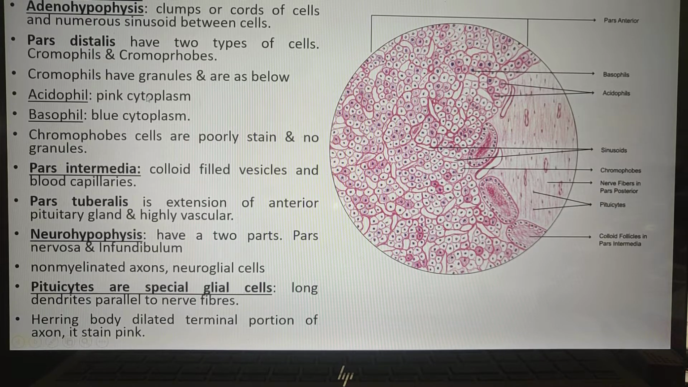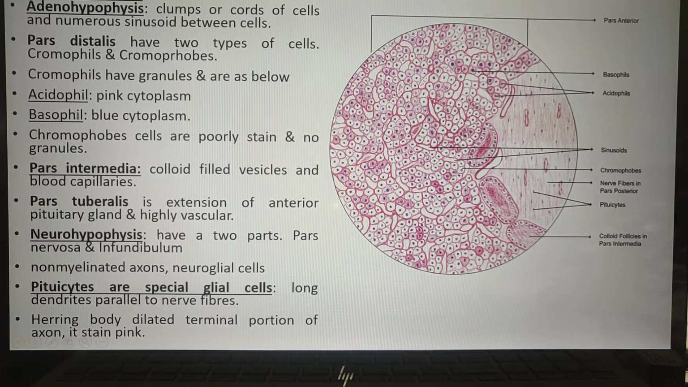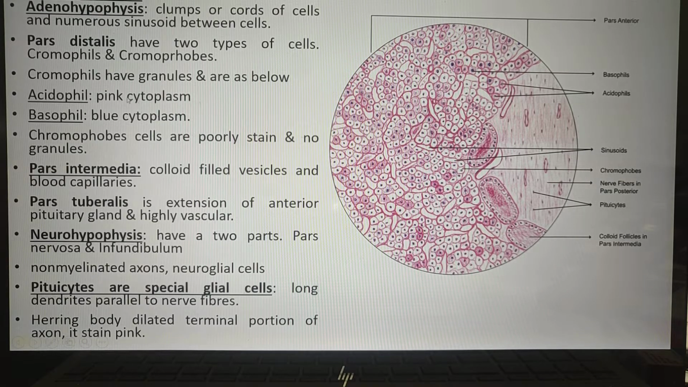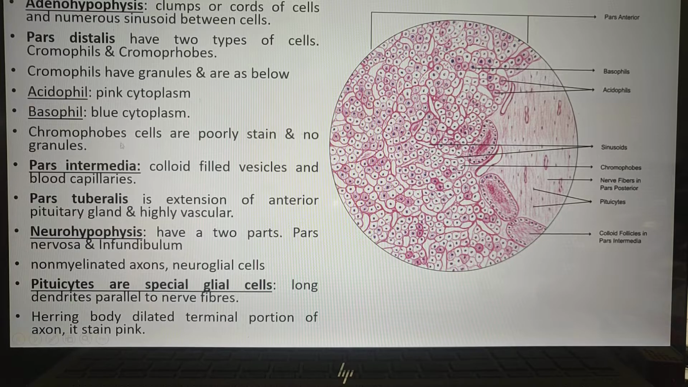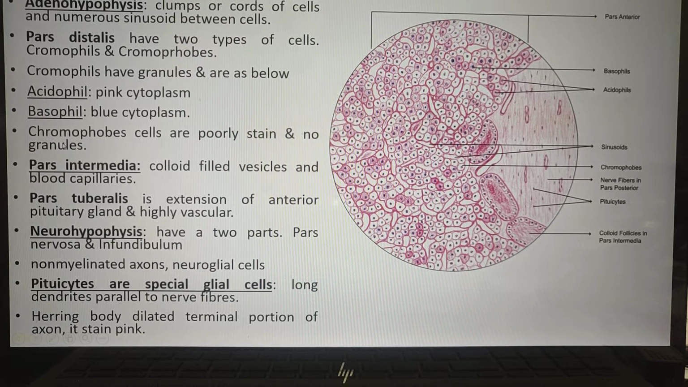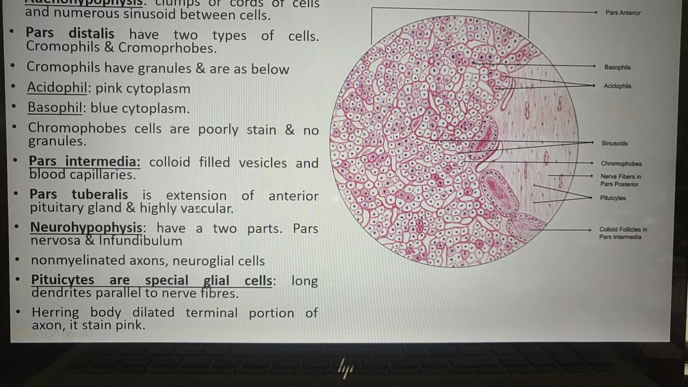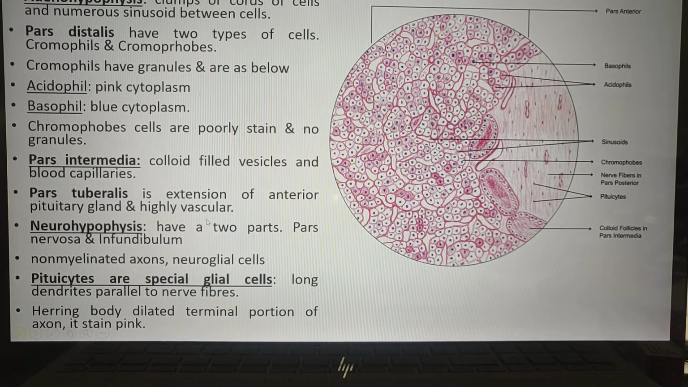Chromophils have granules, and they are acidophilic and basophilic. Acidophilic cells have pink cytoplasm, while basophilic cells have blue cytoplasm. Chromophobe cells are poorly stained and have no granules. In the pars intermedia, there are colloid-filled vesicles and blood capillaries. Pars tuberalis is an extension of the anterior pituitary gland and is highly vascular.